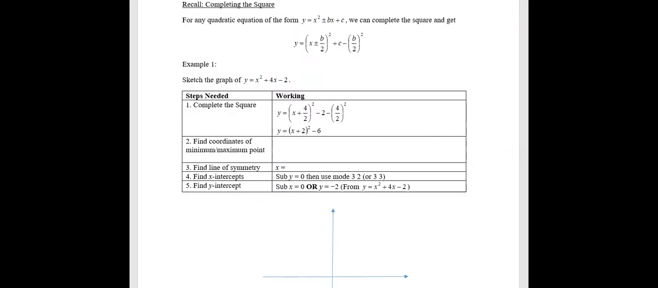In example 1, we sketch the graph of y equals x squared plus 4x minus 2. Above it, there's a small section on recalling completing the square. It may look a little bit different from how you've learned it. That is actually a shortcut approach.